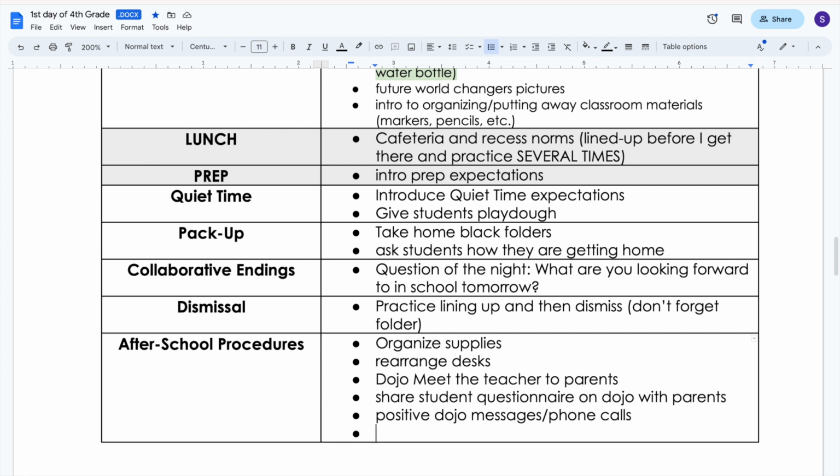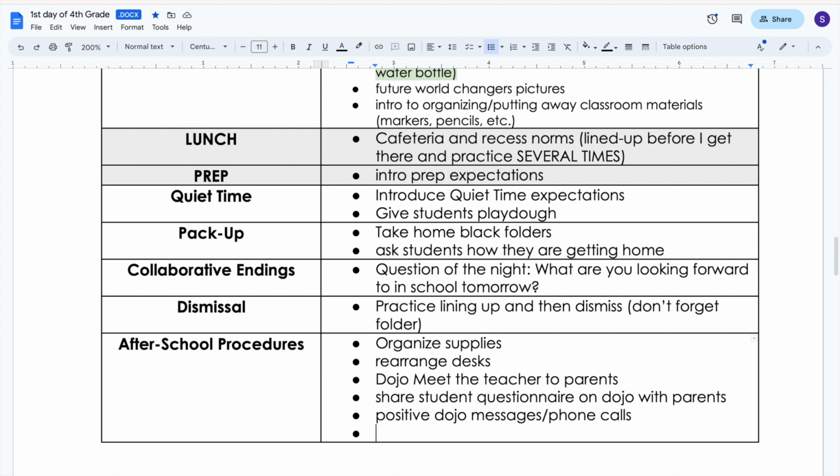And then I usually like to send a positive note, like, I really loved having your child in my class. They were lovely today and they told me about this, and I'm excited to get to know them. Usually that gives some buy-in to the parents, and they get really happy and excited, and it sets a tone of open communication and collaboration with me and the parents and the families.